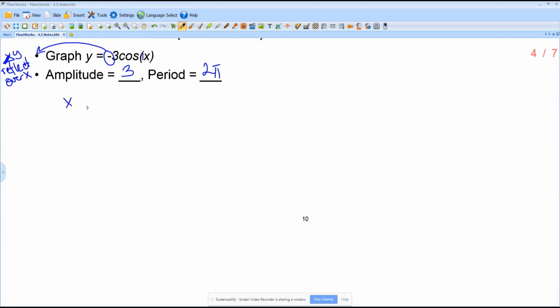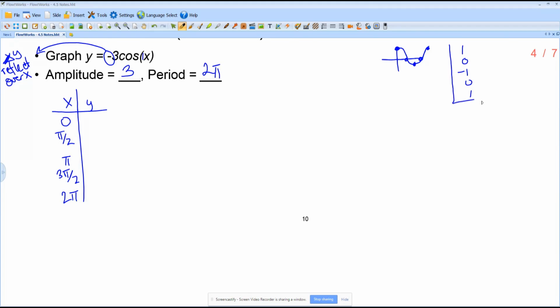So if I'm going to make my table of x and y values, we're going from 0 to 2 pi, with pi in the middle of that, pi halves in the middle of that, and 3 times this, which is 3 pi halves. Cosine, if you think about the basic shape of cosine, it goes like this. So it goes 1, 0, -1, 0, 1. This is something that you're going to have to memorize for cosine. So I start off with that 1, 0, -1, 0, 1.